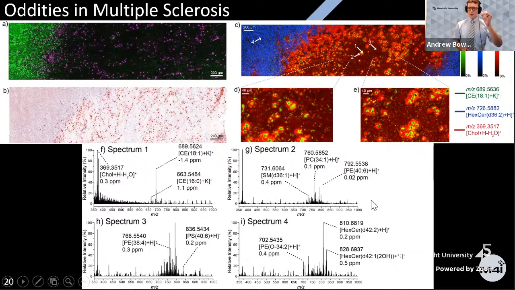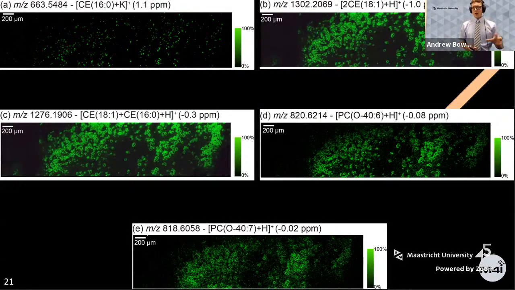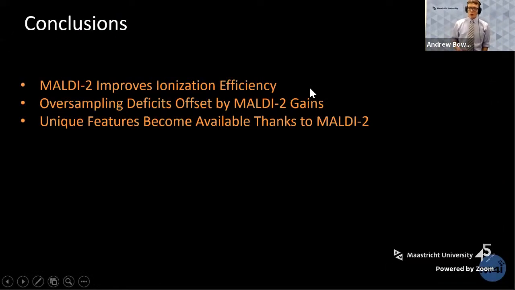And then those bright green cores that you see there are actually these super dense packets of cholesterol esters that are effectively carbonizing under the MALDI-2 and separating them out. And you can see that here where these cholesterol esters are mostly showing up in the macrophages themselves. And then there are these highly tight bundles here that are these single cholesterol esters. So you can use MALDI-2 to improve your ionization efficiency. Your oversampling deficits are offset by the MALDI-2 gains, and unique features become available thanks to the MALDI-2.